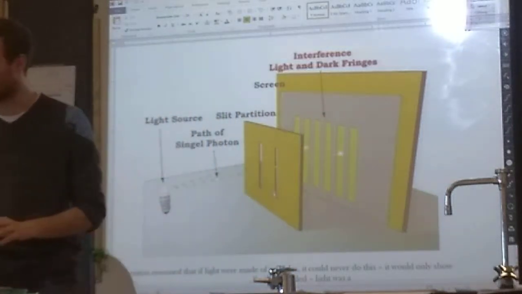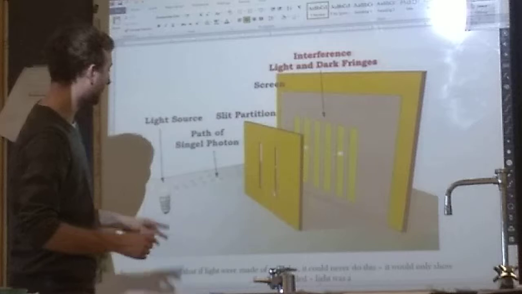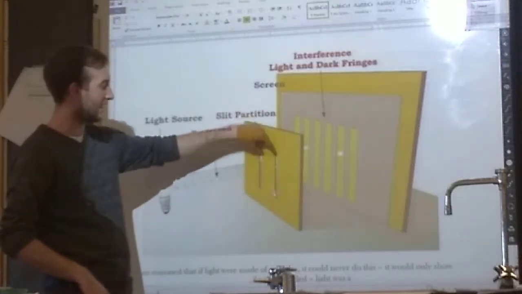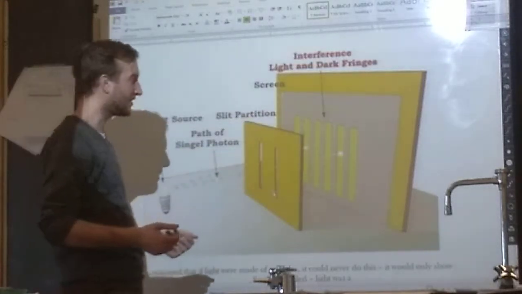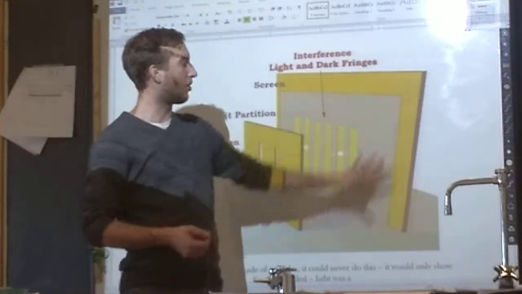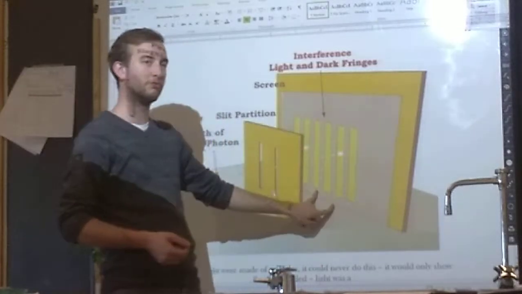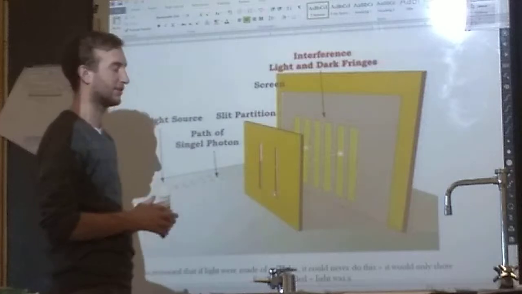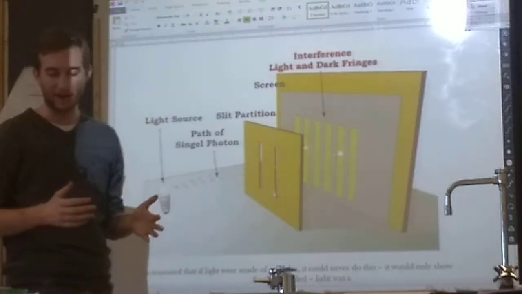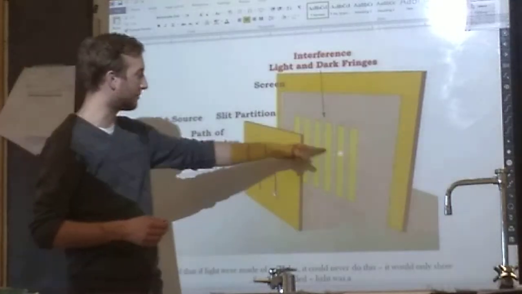So, it was theorized that if light was made of particles, if you took a light source and you had a double slit here, that you wouldn't get light all over the screen. You would get light in only 2 places. That's what was theorized. And what it turned out actually happened, as you can see from the picture.